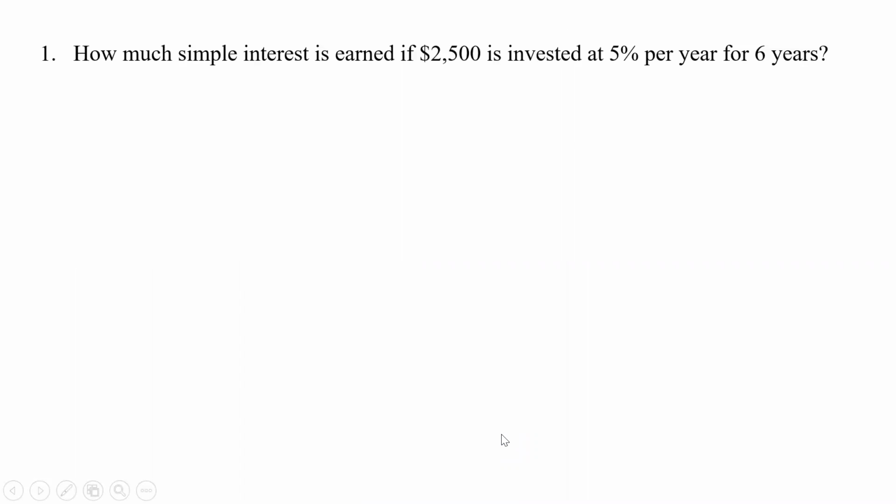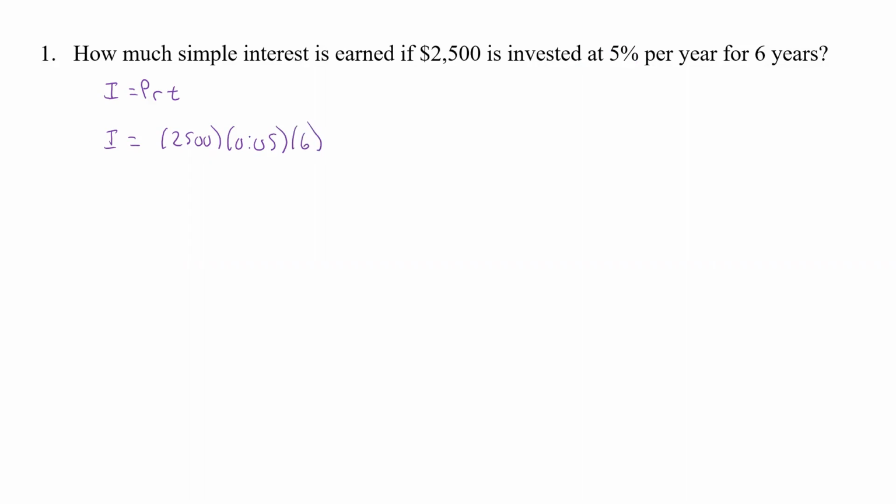So how much simple interest is earned if $2,500 is invested at 5% per year for 6 years? Well, that's going to use the formula I equals PRT. So I is equal to P, which is our $2,500, times our rate. Again, we have to convert this to decimal, so we drop the percent and move it 2 places to the left, 0.05, times T, which is 6.